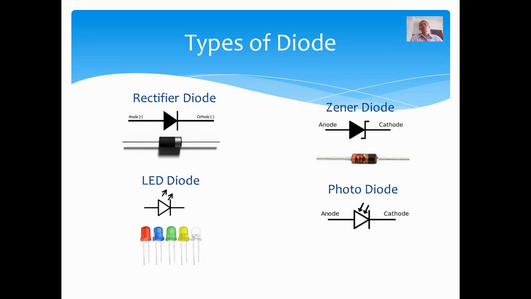Next one is a photodiode. This one is the opposite of LED. Since LED is emitting, the photodiode accepts light. So there are incoming arrows as part of its symbol. Okay, so photodiode. The function of this diode varies with light.